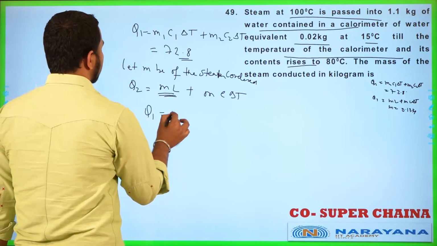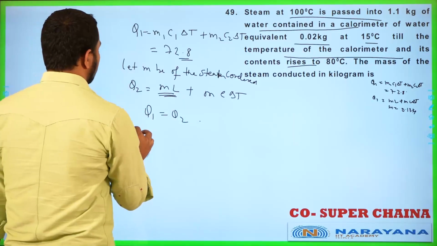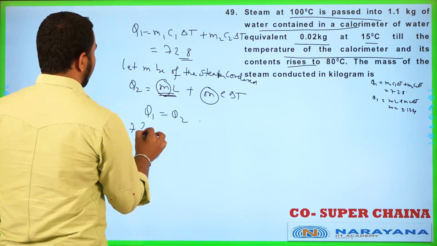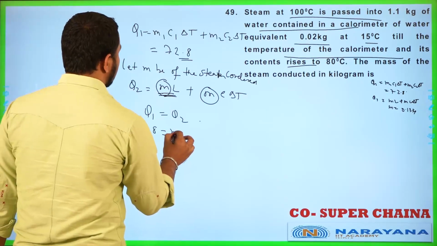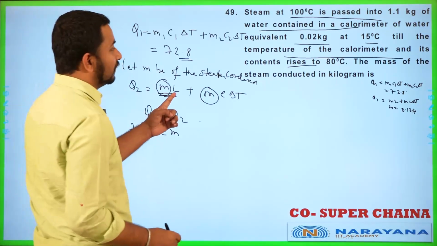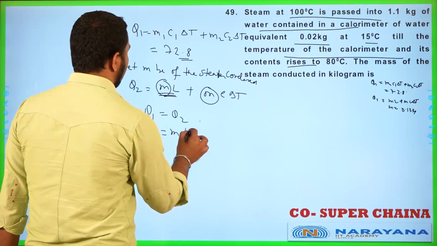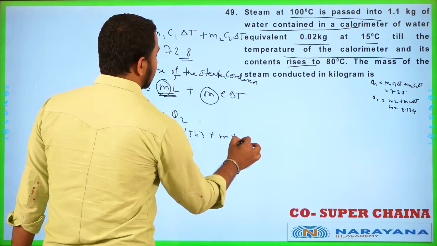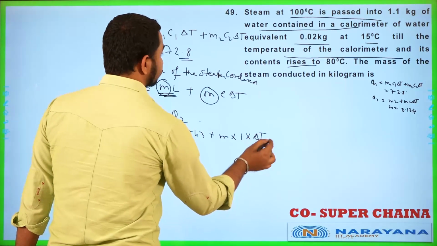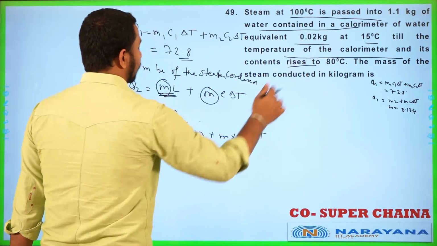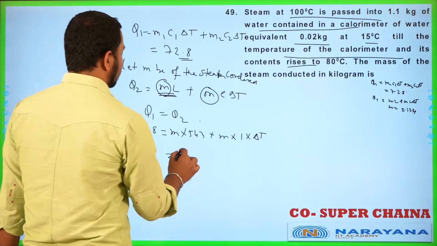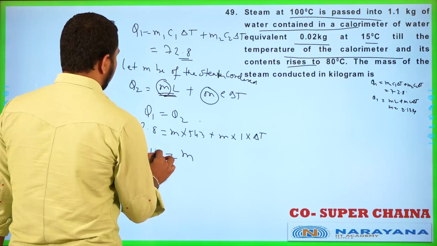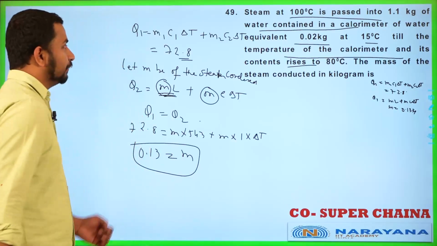So Q1 has to be equal to Q2. Just equate the two values. We have to get M from this expression. So 72.8 is equal to M L, where L for steam we can take as 543, plus M times C, which we take as 1, times delta T. The delta T value is also given here. Change of state we will find. So M you can simplify from here. M will come to 0.13, and that will be the answer for this question.